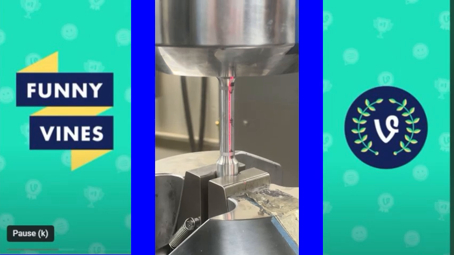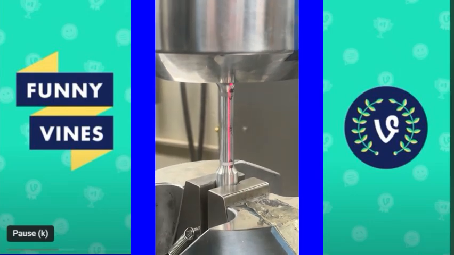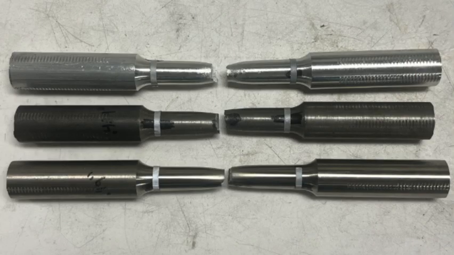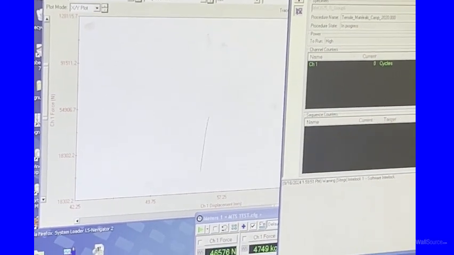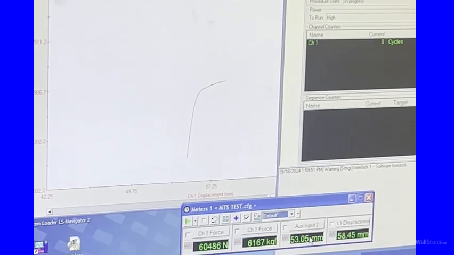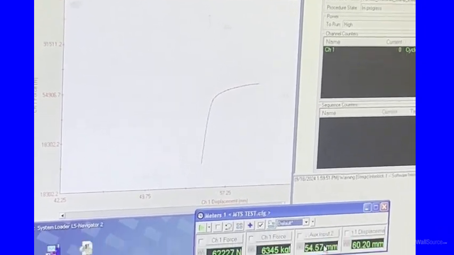The machine is started. After the specimen fractures, the machine is stopped and the pieces of the sample are removed from the grips. The machine pulls the sample apart at a constant rate while measuring the elongation and the force required to keep pulling.